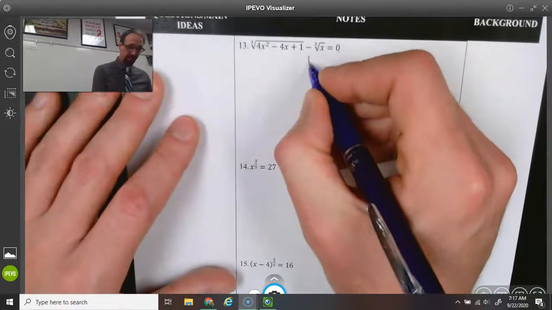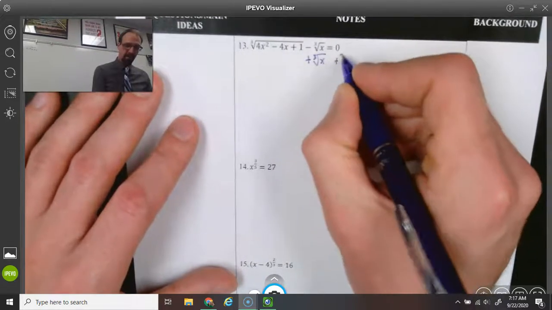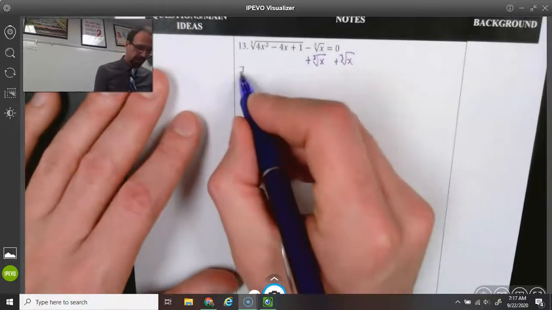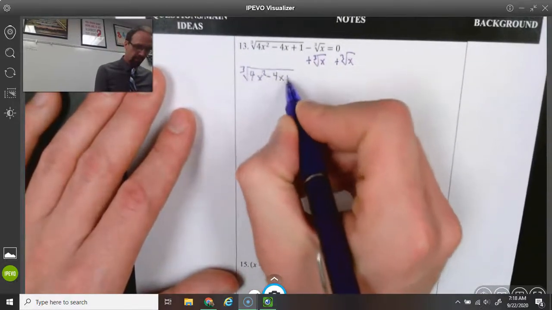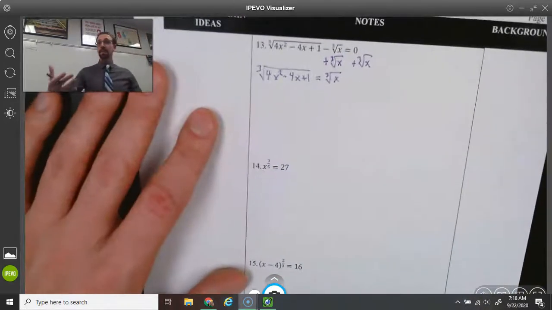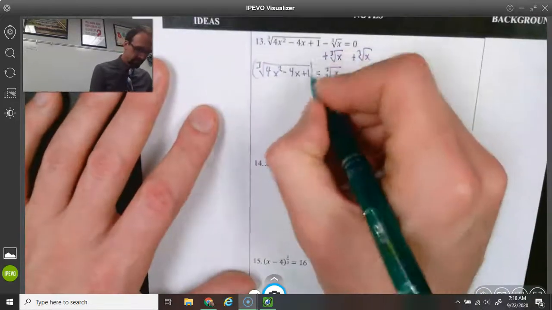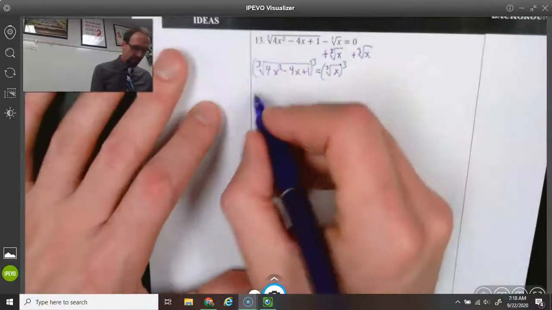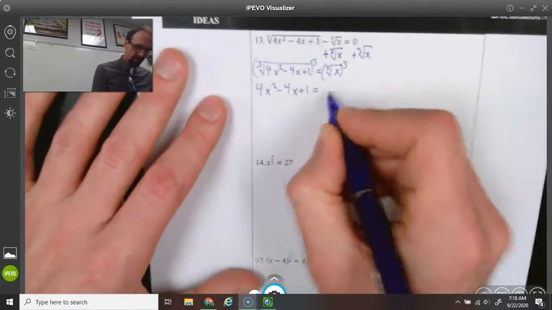When we take, in this case, not the square, but the cube of both sides, we end up eliminating our cubic roots. So here I have the cubed root of 4x squared minus 4x plus 1 is equal to the cubed root of x. To eliminate the cube root, we're going to raise both sides to the third power, or cube it. So now I have 4x squared minus 4x plus 1 is equal to x.